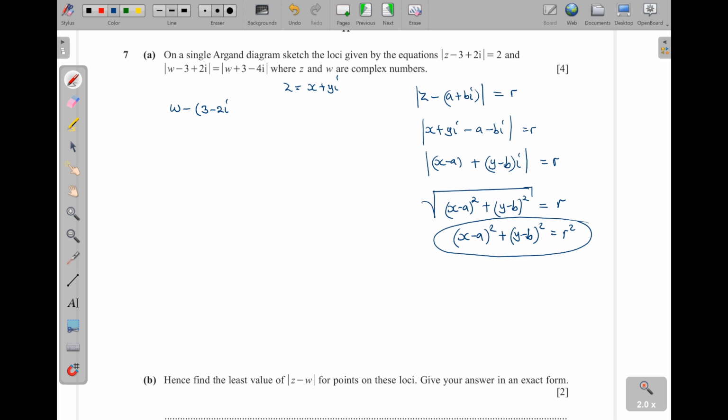Now, after getting that one there, we shall have this one is W minus, then minus 3 here, and then plus 4i. Okay, so that means this one is going to be a perpendicular bisector between the two centers, 3 and negative 2, so we pick the center from here, and also here, negative 3 and 4. That perpendicular bisector between those two centers. All right, now we need to sketch this one here.